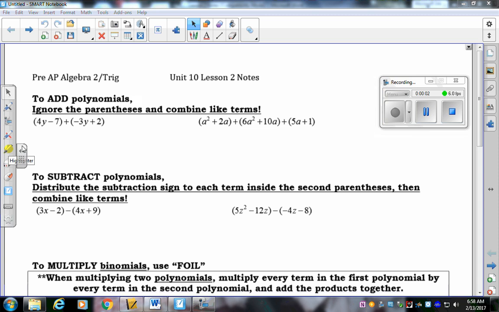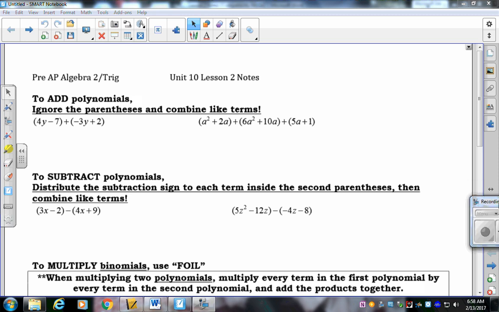This is Unit 10, Lesson 2. And in this unit or lesson, we're going to be working on compositions, which is something new, and also working with operations over functions. So we're just going to start off by reviewing adding, subtracting, and multiplying our polynomials.